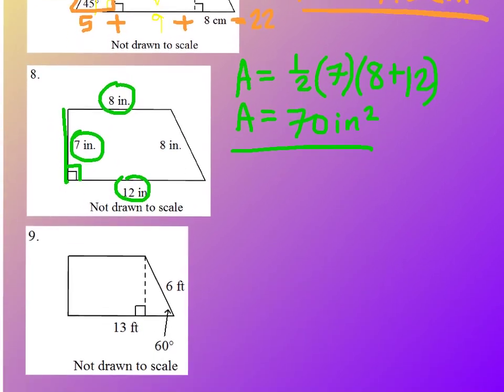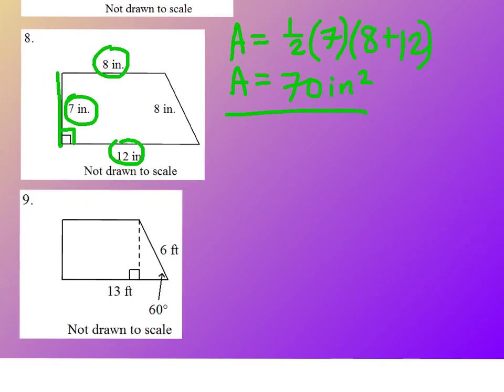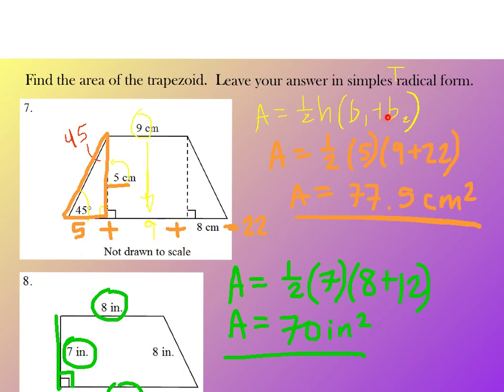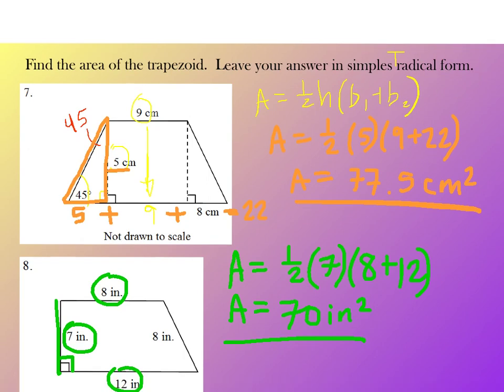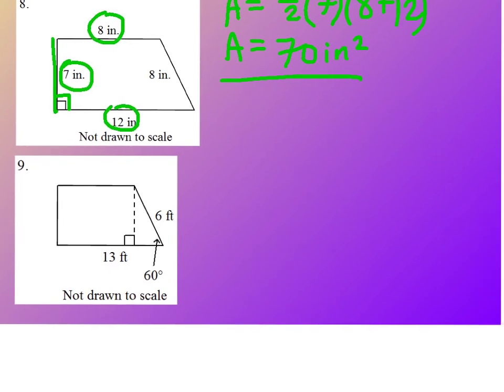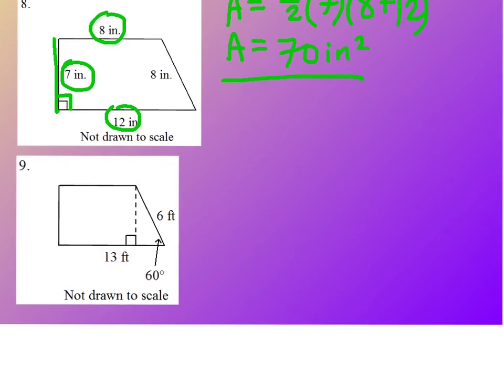Alright, and now let's look at number 9. Number 9 is the reason for these directions up here of leave your answer in simplest radical form, because of problem number 9. So directions on your test are probably going to be similar, leaving in simplest radical form. So I'm going to show this using the 30, 60, 90 triangle. So let's find a new color to write with.